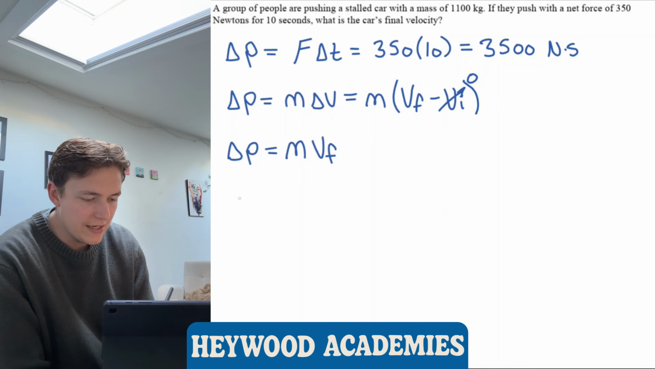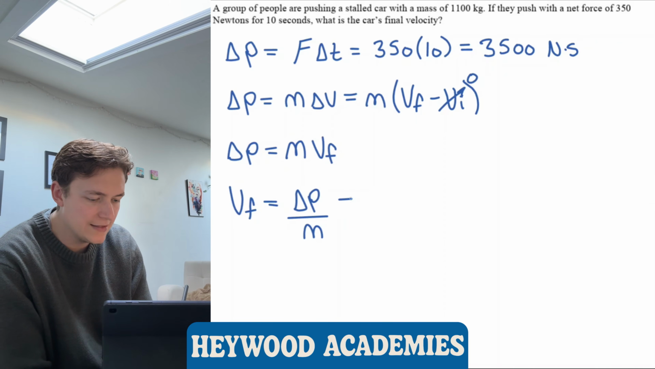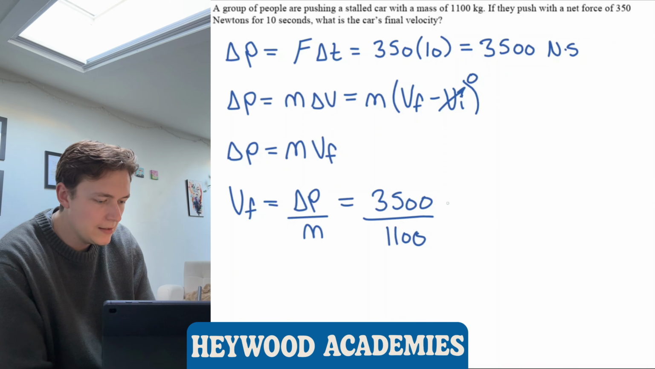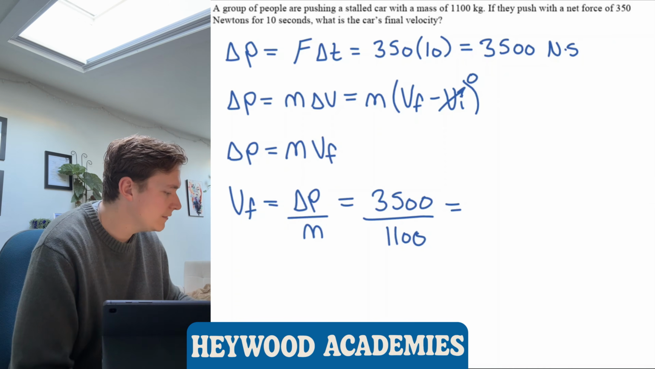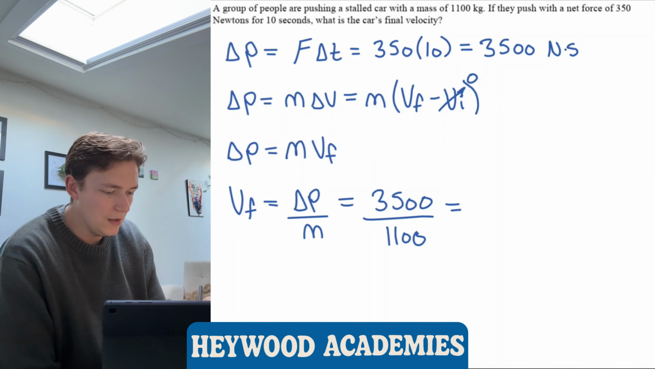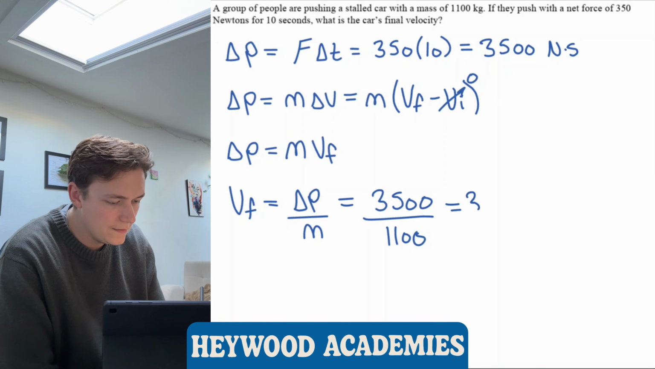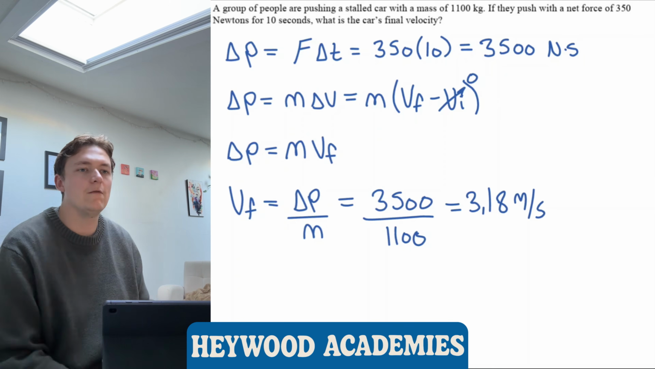We know the mass is 1100, and change in momentum, we had that from the first part. So we can divide both sides by the mass, and that will give us our final velocity. So we'll have change in momentum divided by mass, so that'll be 3500 divided by 1100, and we can plug that in. And we get 3.18. So that's our final velocity.